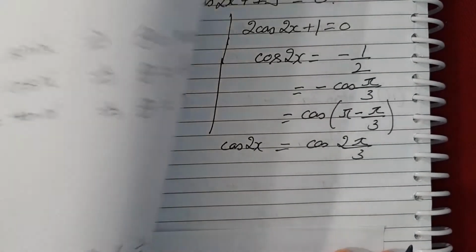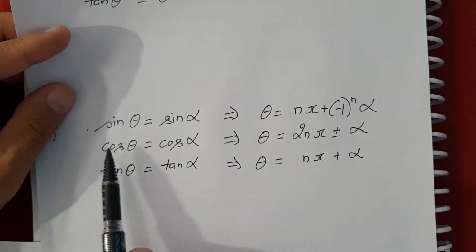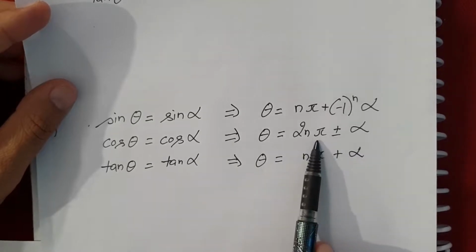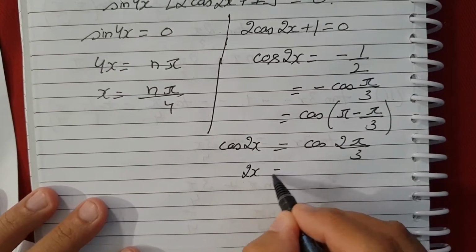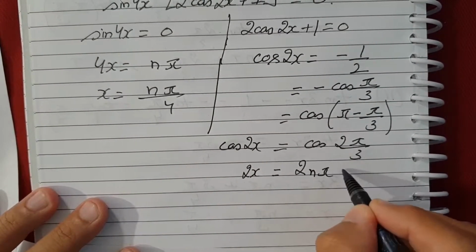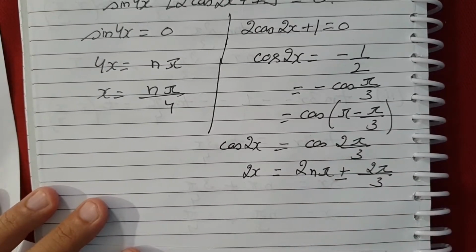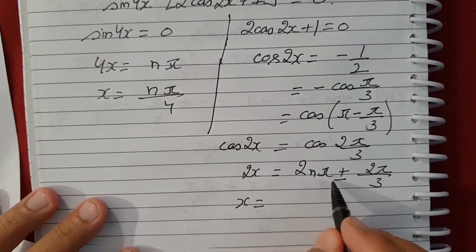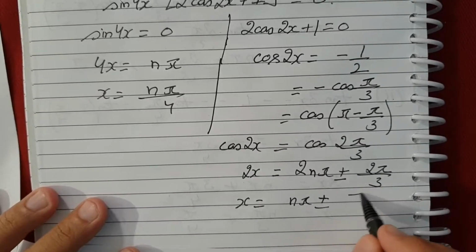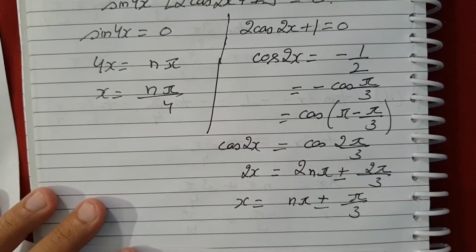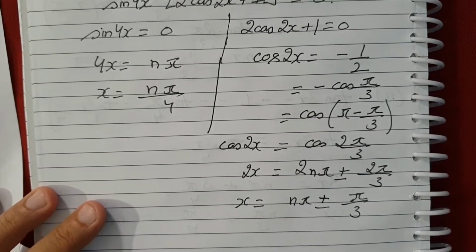Now again the formula, if you remember: cos theta equals cos alpha, then theta equals 2n pi plus or minus alpha. Now this is 2x equals 2n pi plus or minus 2 pi by 3, but we have to find x. So dividing by 2, x will be n pi plus or minus pi by 3. So these are the two solutions: first is n pi by 4, second is n pi plus or minus pi by 3.